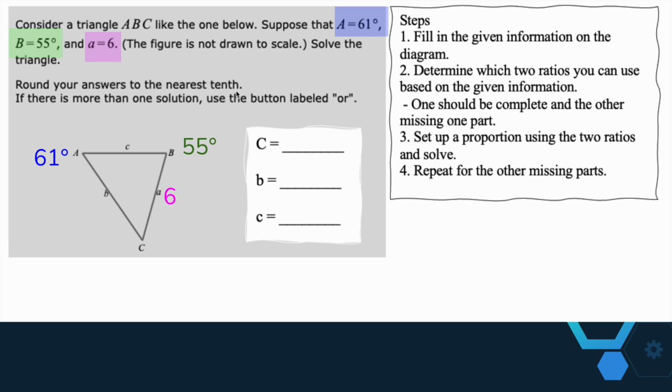So it says round your answers to the nearest tenth. If there is more than one solution, use the button labeled or. So that's on Alex. If you have more than one answer, you can do that. So far, I've not had to use the or button or had that come up.